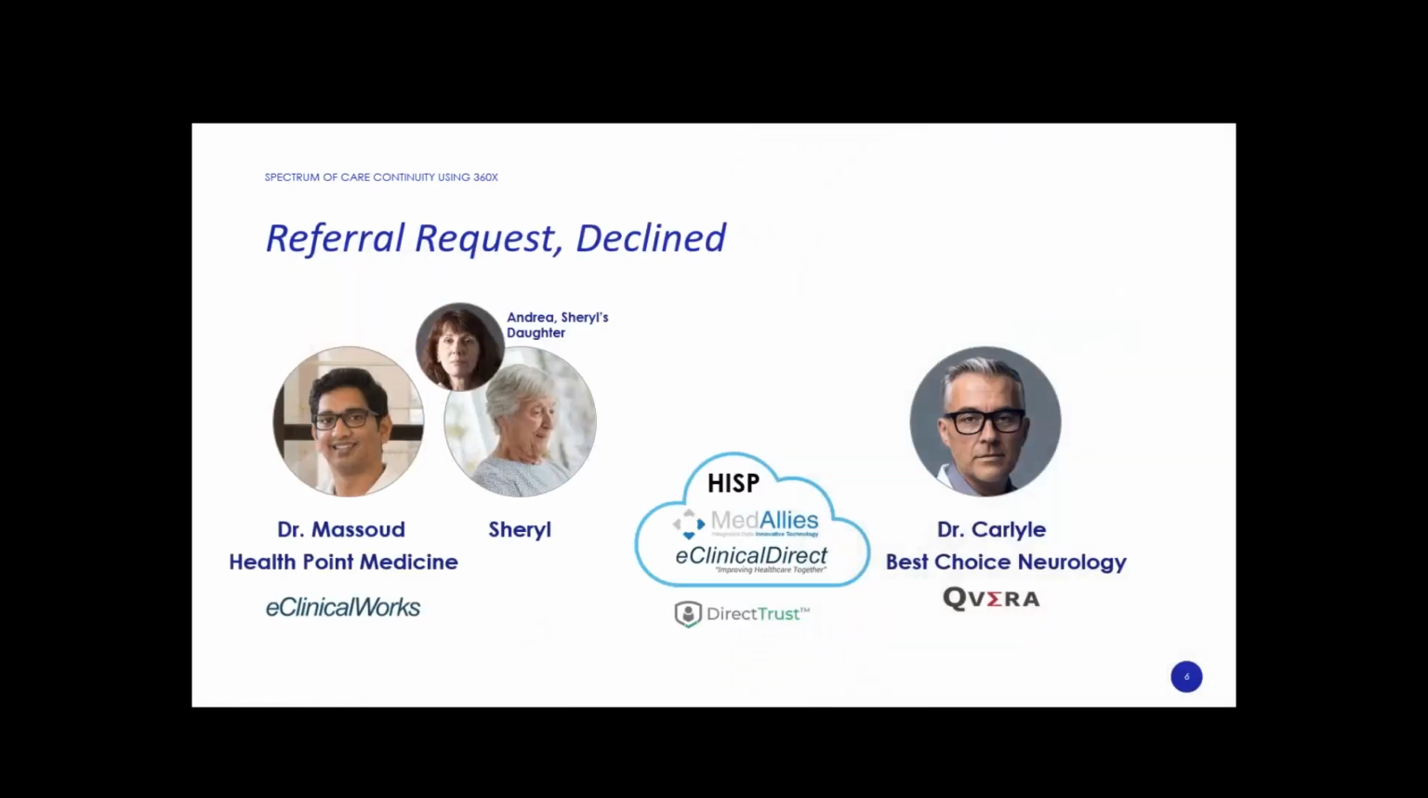During the last visit, Dr. Masood conducted a series of blood tests to rule out any reversible causes of dementia, including infection, metabolic or endocrine abnormalities, nutritional deficiencies, and others. The lab tests have all come back normal except for demonstrating some mild dehydration. Together, Sheryl, Andrea, and Dr. Masood decide that the best next step is a referral to a neurologist for further dementia evaluation.